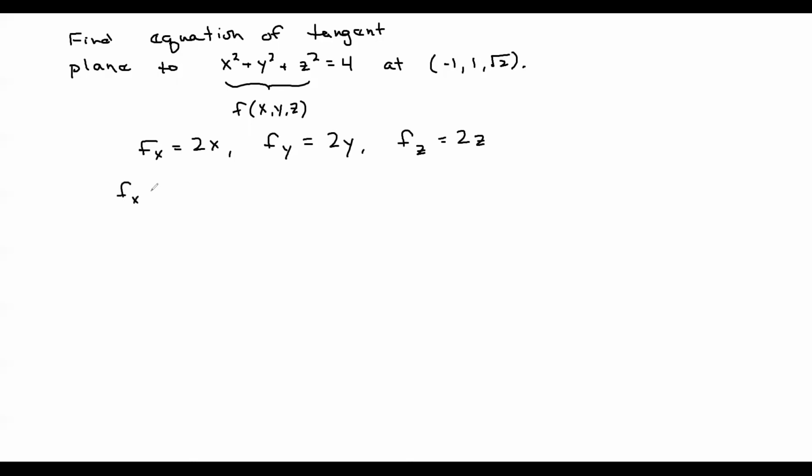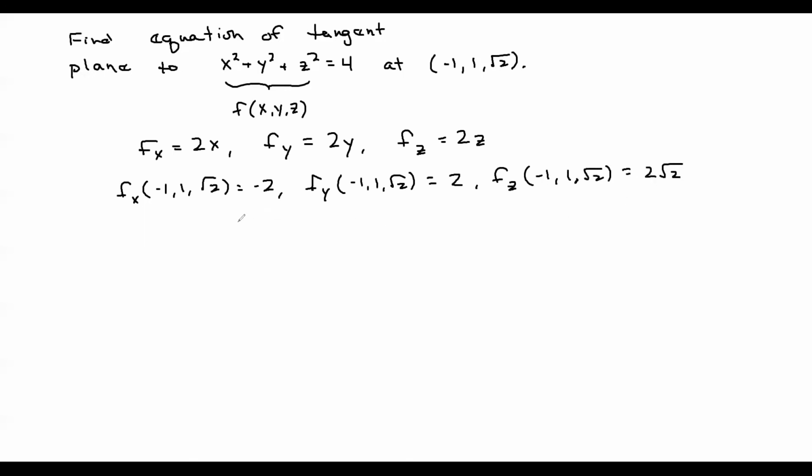Find the partial with respect to x at negative 1, 1, root 2. That's going to be negative 2. Partial with respect to y at negative 1, 1, root 2. That's going to be 2. And partial with respect to z at negative 1, 1, root 2 is going to be 2 root 2. And then our tangent plane is going to be negative 2 times x plus 1, plus 2 times y minus 1, plus 2 root 2 times z minus root 2 equals 0.